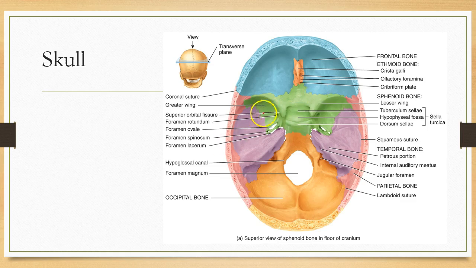In the superior view, we see the sphenoid bone, much larger here, the ethmoid bone, and the other flat bones of the skull.